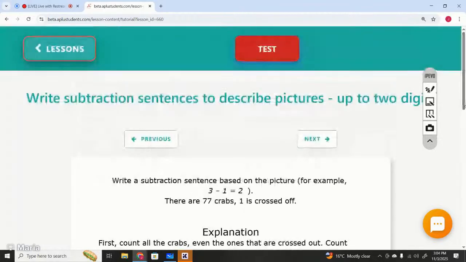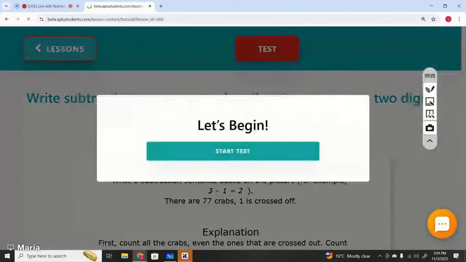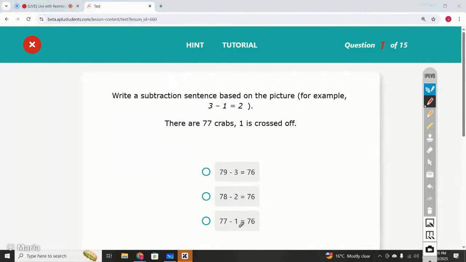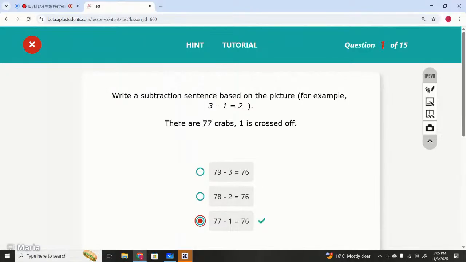Let's just start with the test questions. Write a subtraction sentence based on the picture. There are 77 crabs, one crossed off, right? So in total 77 take away 1. 77 take away 1 is 76. Option number 3 is the correct option.